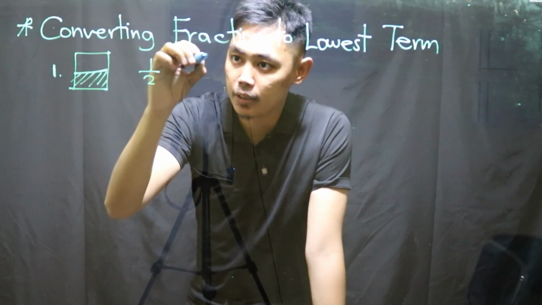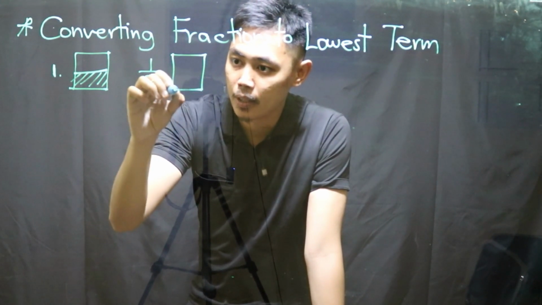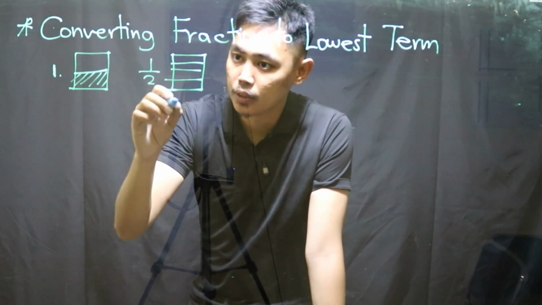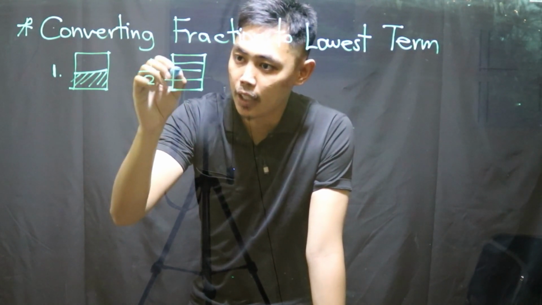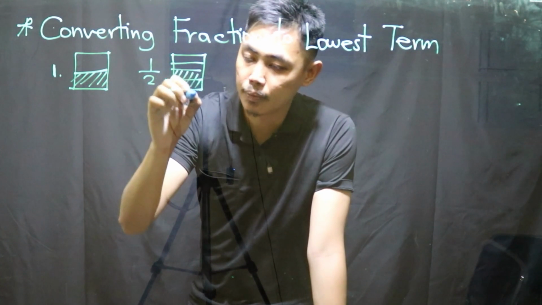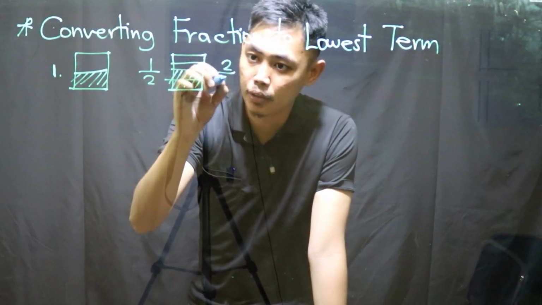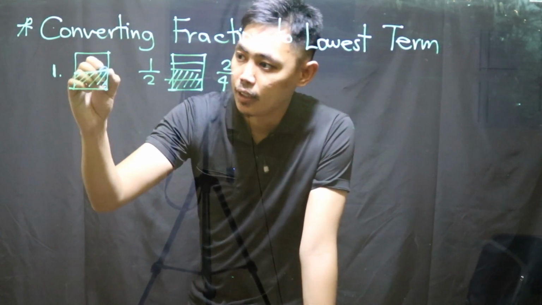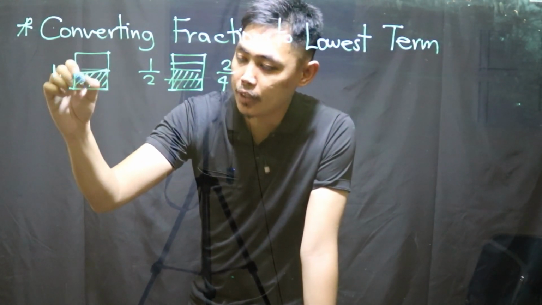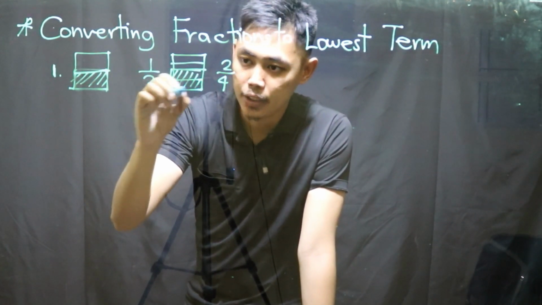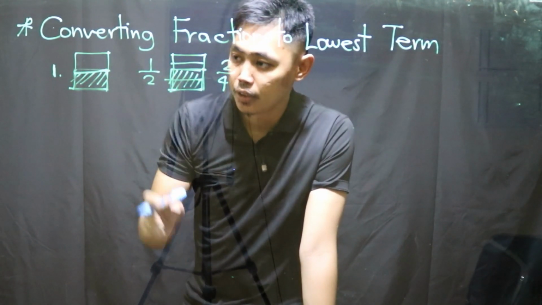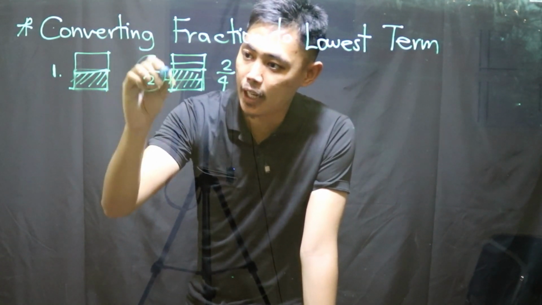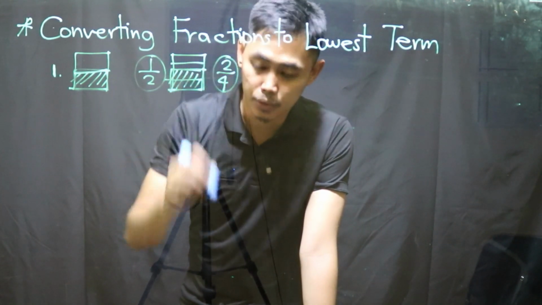If I will get the same figure, then I will divide it into 4 parts, 1, 2, 3, 4, and then I will get 2 of the parts. I will get 2/4. If you can see, the shaded part is equal to the shaded part of the second figure. So therefore, they are technically equal. Okay? So we can say that 1/2 is actually equal to 2/4.